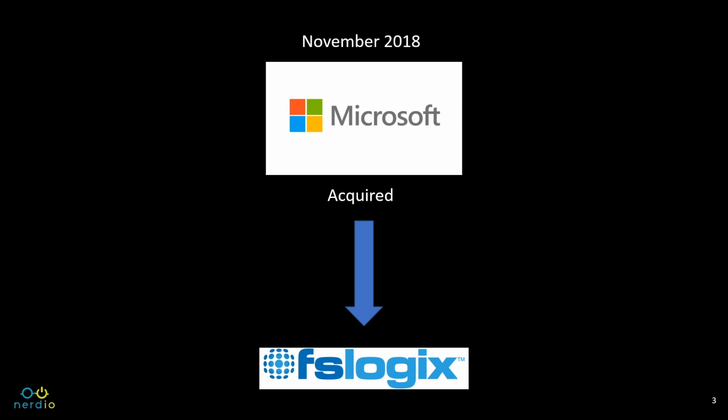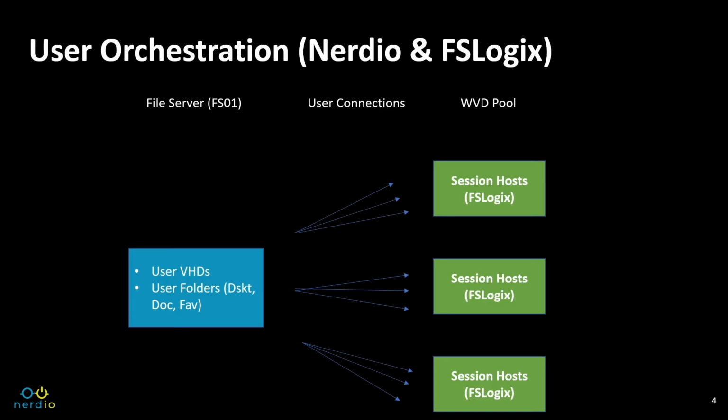So now what we'll do is jump over to the next slide and we'll see what this looks like in a practical application on the Nerdio backend. So what you're looking at here now is an overview of what you would see on the Nerdio backend. Starting from the left side is the file server, and this is where all the user data resides.